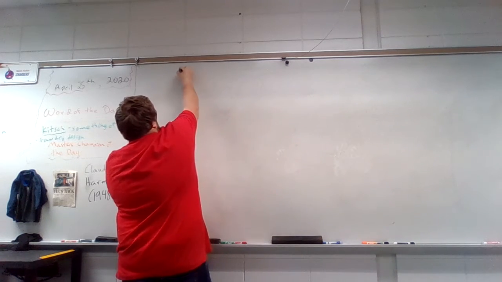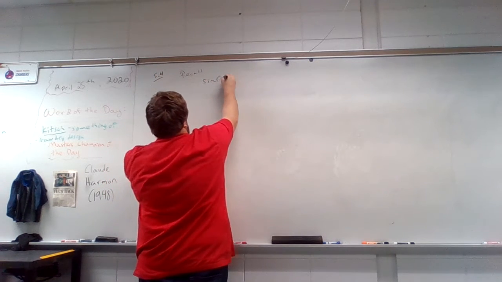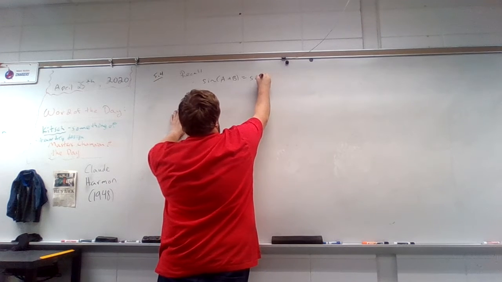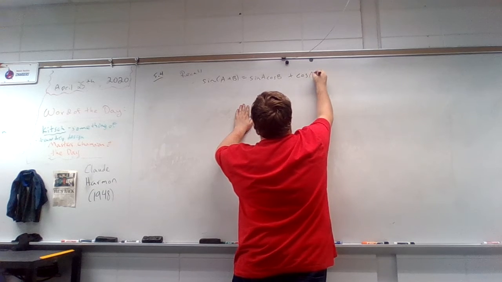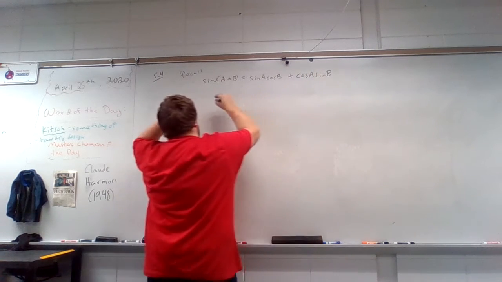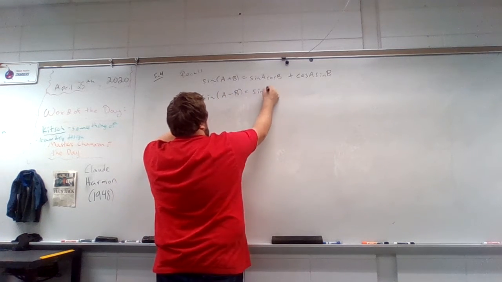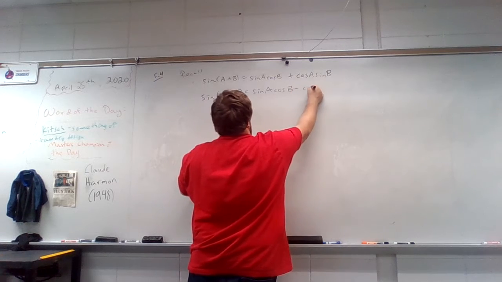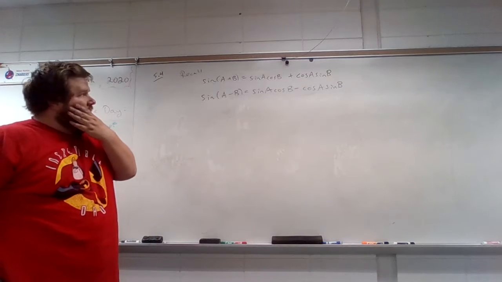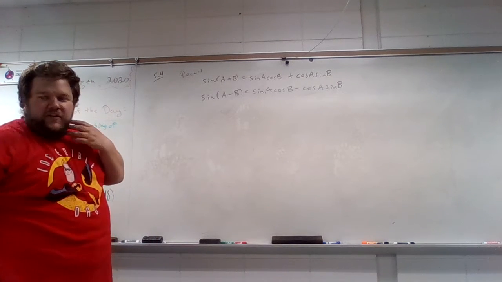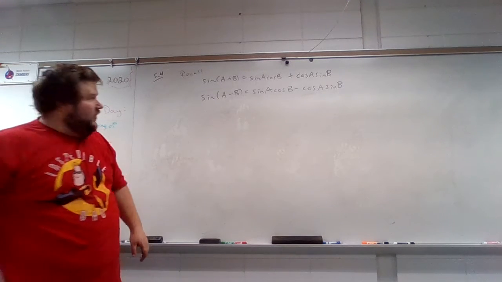So recall, this is 5.4. Sine of A plus B is sine of A cosine of B plus cosine of A sine of B. And we also have that the sine of A minus B is the sine of A cosine of B minus the cosine of A sine of B. Again, don't need to memorize, but that's what we're going to use in 5.4 for the most part. Okay. Let's find sine of 15.